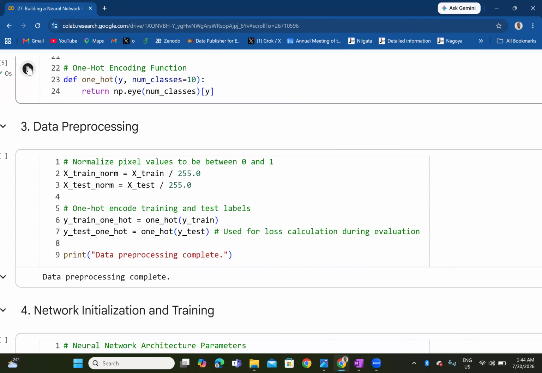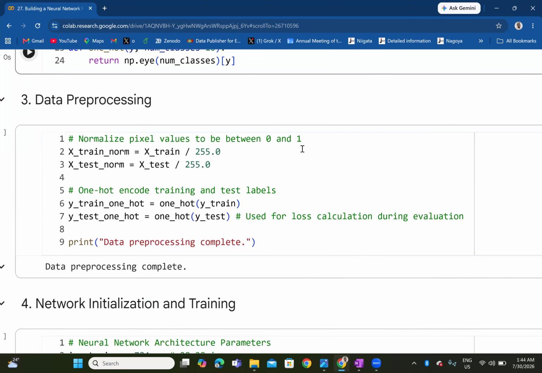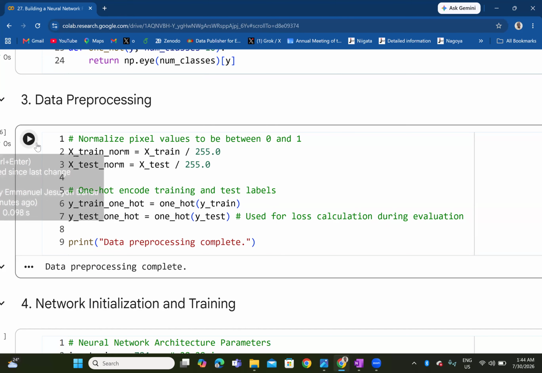Then we have the data processing part here. For the data processing, you normalize pixel values to be between 0 and 1. So you have X_train_num = X_train / 255.0, you know, the 256 values going on there. Then X_test_num = X_test / 255. Then one-hot encode the training and test labels: y_train_one_hot and y_test_one_hot, used for loss calculation during evaluation. Then you print "Data preprocessing complete". So don't forget to run this.